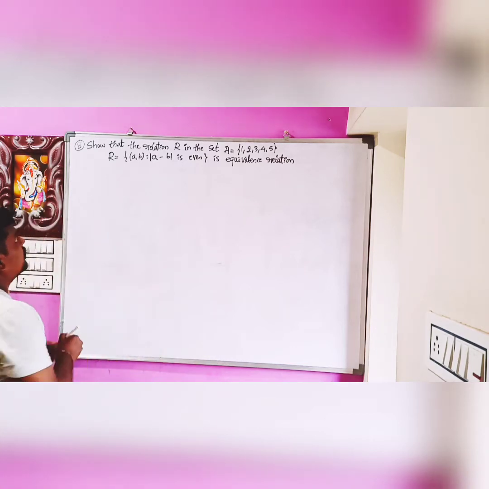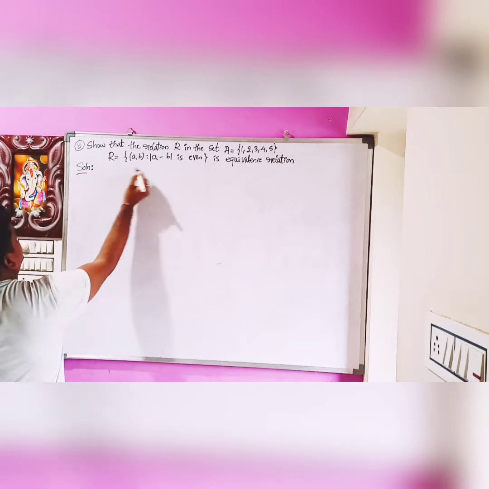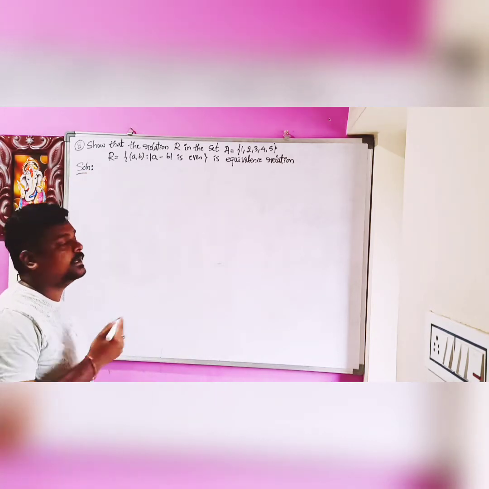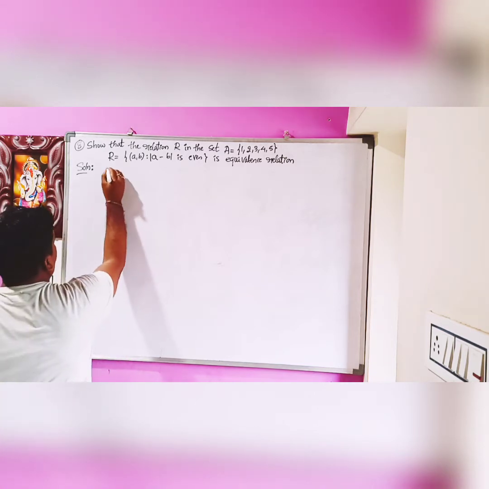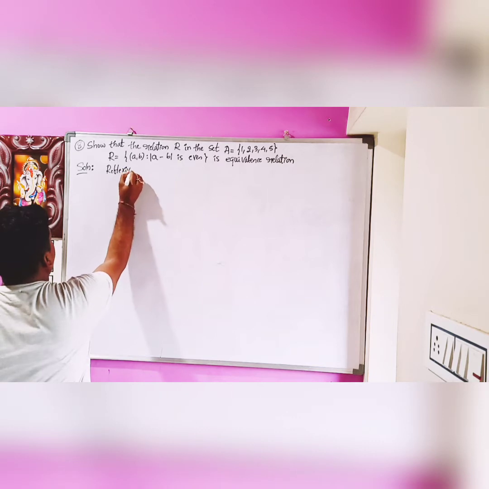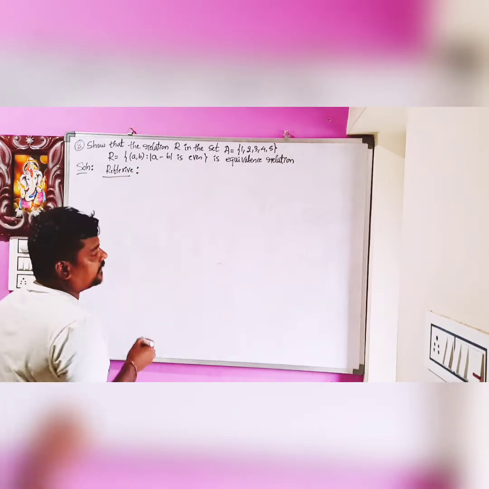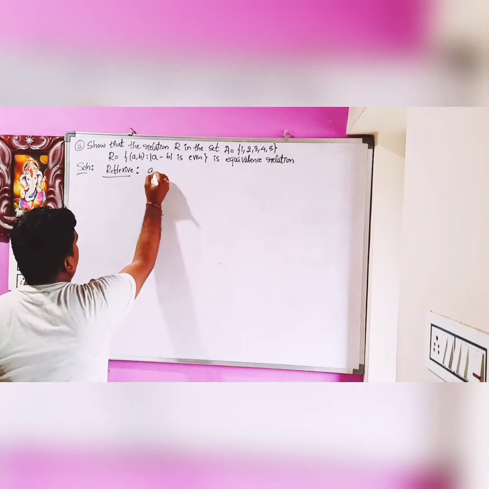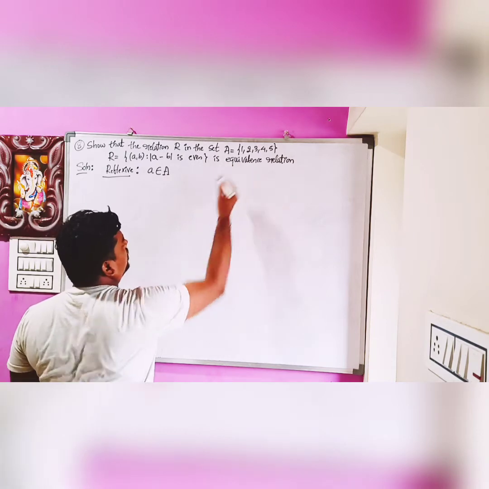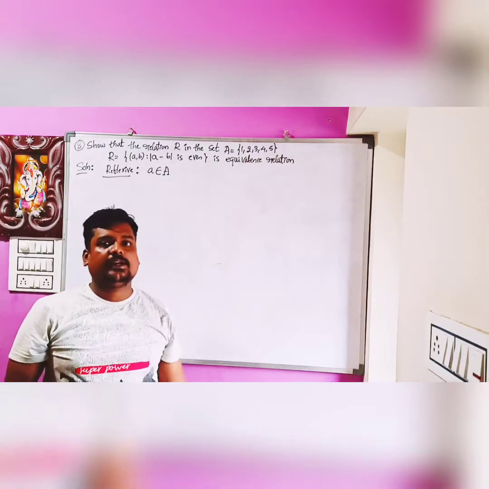Yes. Question number 8. The solution for this is: the relation is defined as mod A minus B is an even number. We'll discuss the three different cases: reflexive, symmetric and transitive. For reflexive, we have to consider an element which belongs to set A. So what is that element? A is an element from set A. What is set A? 1, 2, 3, 4, 5.